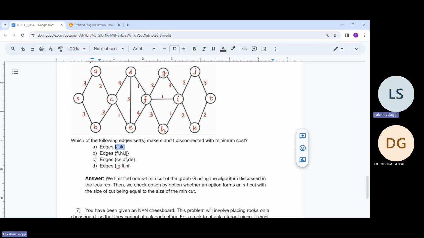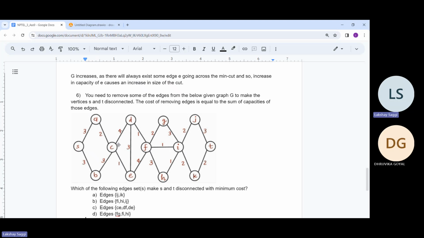If the size of that cut is actually equal to the size of the min cut, then these edges are indeed forming an ST min cut. Similarly, for these three edges, we will check whether these three edges on deletion form a cut, and if they form a cut, whether this cut has a size equal to the size of the min cut. Similar thing here, similar thing here.